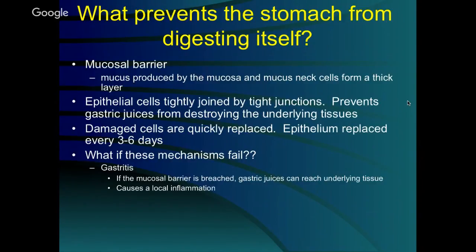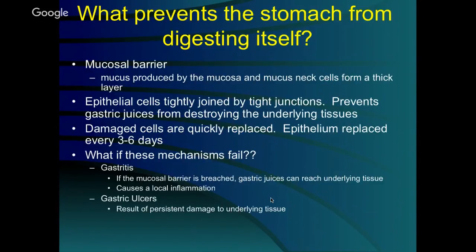Let's say something goes wrong, though. Let's say you're not making enough mucus, or it gets pushed aside, or something happens and those gastric juices do come in contact with the wall of the stomach. It's going to lead to a condition called gastritis. In this case, the gastric juices are touching the underlying tissue, and it's going to cause a local inflammation and irritation. It should go away. The mucus will be produced, or the food that's causing it will move along, or whatever the problem was, it should go away, and it may never happen again.